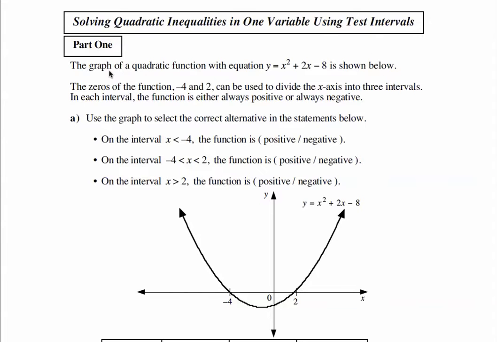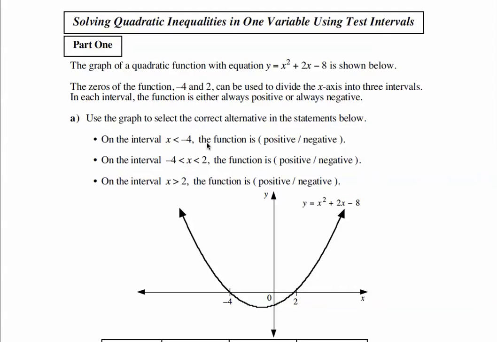Part 1 says the graph of a quadratic function with the equation y equals x squared plus 2x minus 8 is shown below. The zeros of the function at -4 and +2 can be used to divide the x-axis into 3 different intervals. The first interval is where x is less than -4, the second is when x is between -4 and +2, and the third is when x is greater than 2. So these are our 3 intervals.